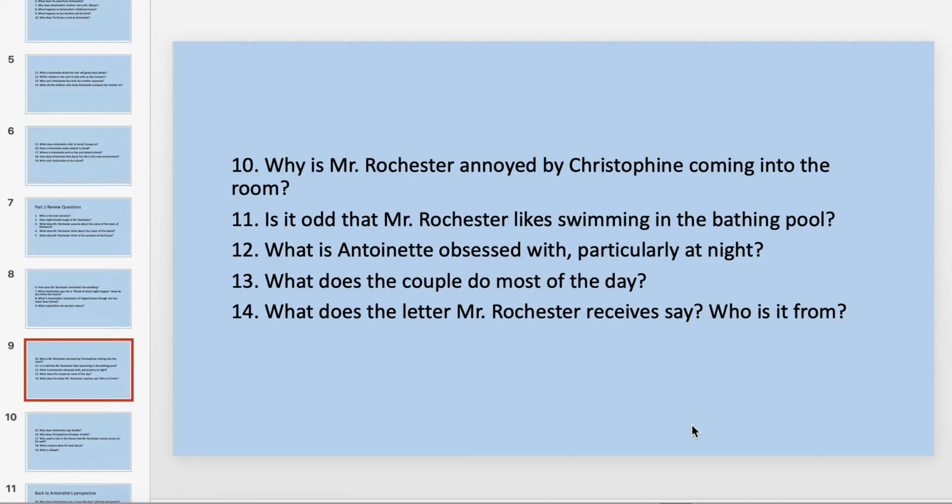Going on to 12 here. What is Antoinette obsessed with, particularly at night? This is going to be where the story starts to take even more of a turn. It starts to get a little bit dark. We see Antoinette is obsessed with death.